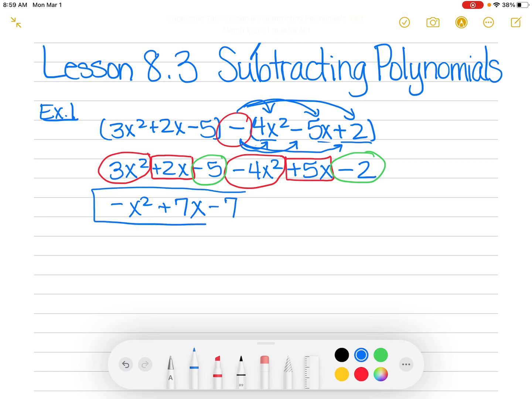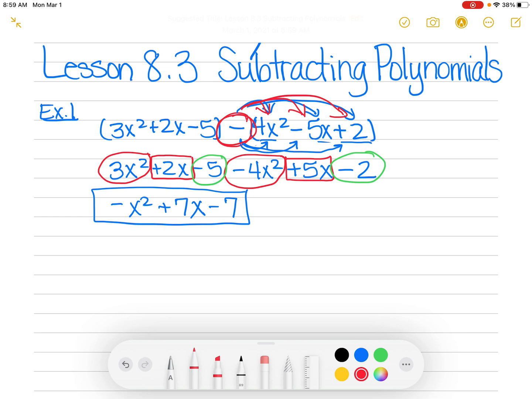And that's it. Okay, so it's just like the adding polynomials we did before, except this time we're taking this minus sign here and we are distributing it out, or doing the opposite to everything after it.